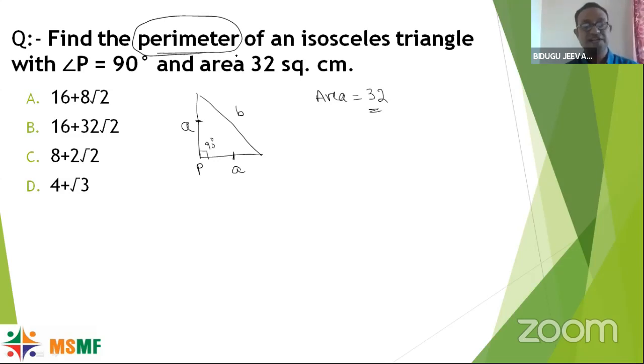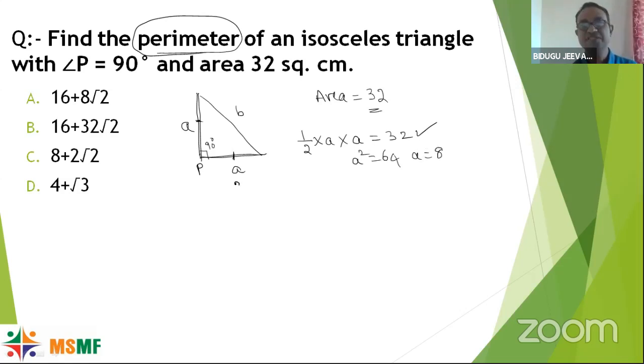Try to use the Pythagoras theorem, right angle triangle. So here, half into base A, height A, is equal to 32 because the area is given. A square is 64, so A is equal to 8.